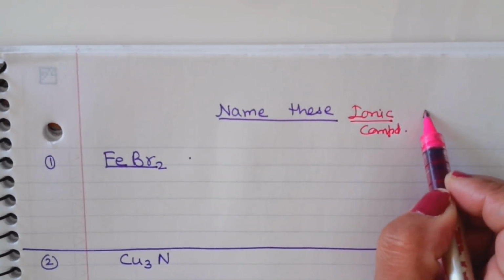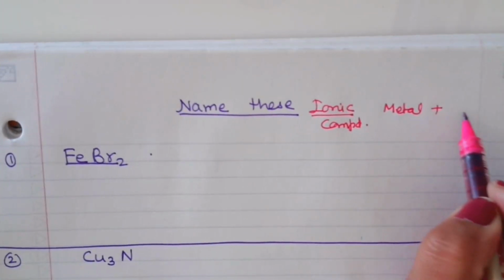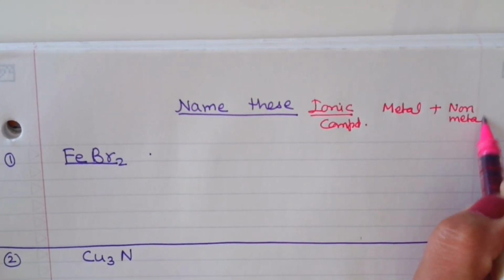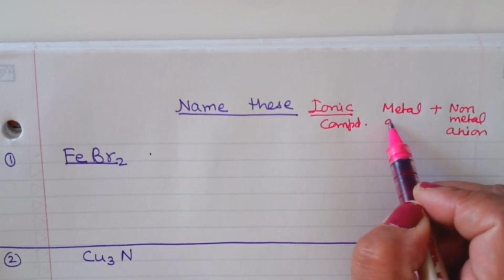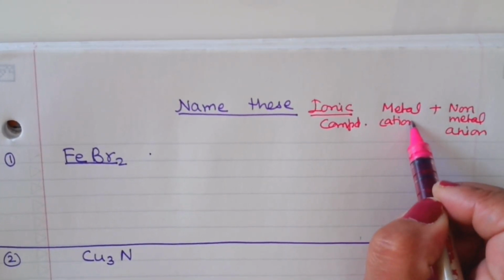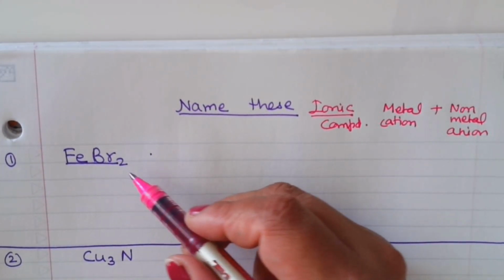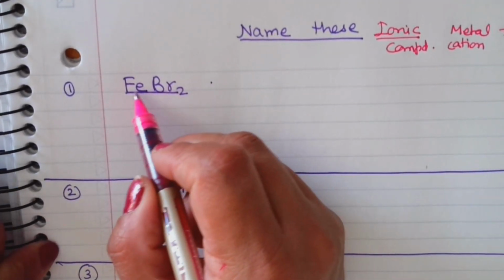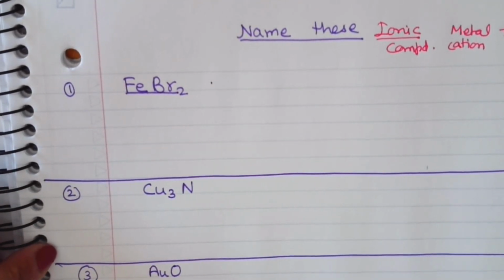There should be a metal plus a non-metallic anion. So you should always be able to isolate a metal from the compound. It means it's an ionic compound, right? So now first step, so Fe is a D block element.